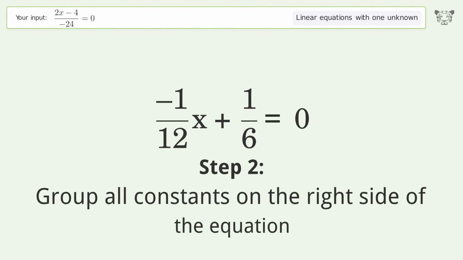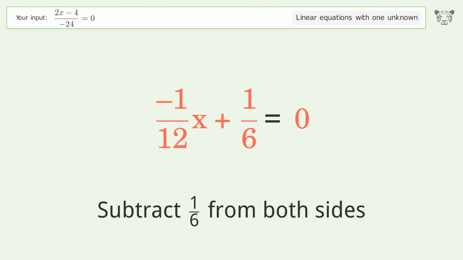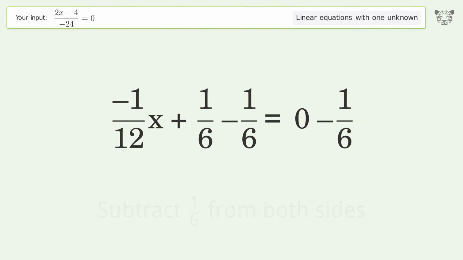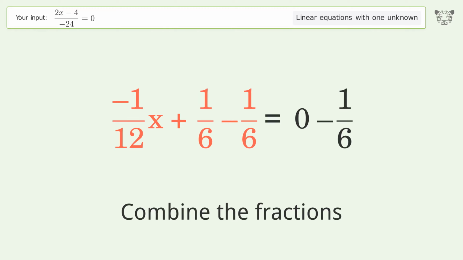Group all constants on the right side of the equation. Subtract 1/6 from both sides. Combine the fractions.